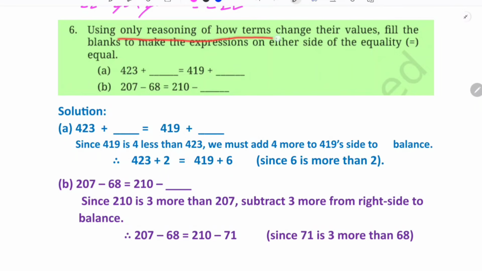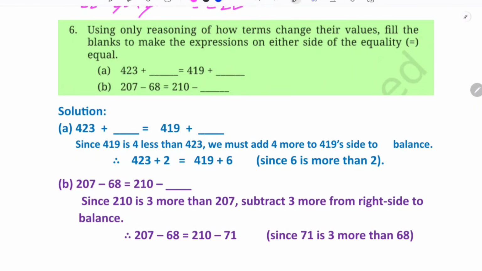Using only reasoning of how terms change their values, you have to use only reasoning. Fill the blanks to make expressions on either side of the equality equal. So just reasoning: 423 plus what should it be, equal to 419 plus something like this. So here, if you see 423, what should we add to make it equal to 419 plus something?